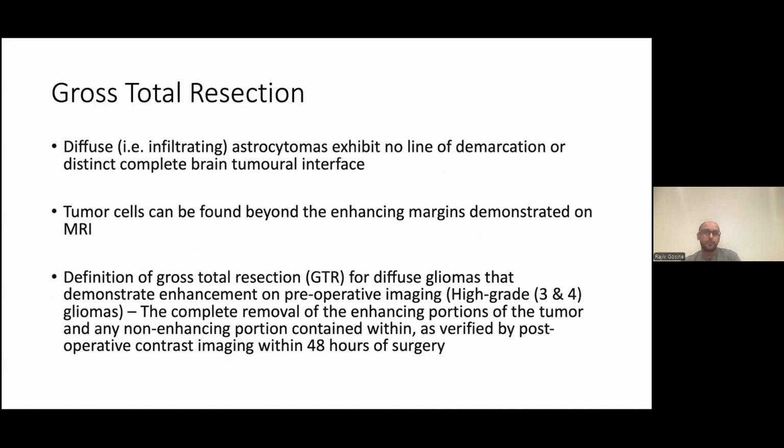In terms of gross total resection, remember, diffuse astrocytomas exhibit no significant line of demarcation or distinct complete brain tumoral interface. Tumor cells can always be found beyond the enhancing margins demonstrated on the MRI. So by definition, gross total resection for diffuse gliomas that demonstrate enhancement on pre-op imaging, and this corresponds to high-grade gliomas, grade 3 and 4, is the complete removal of the enhancing portions of the tumor or any non-enhancing portion contained within, as verified by post-operative contrast imaging within 48 hours of surgery.